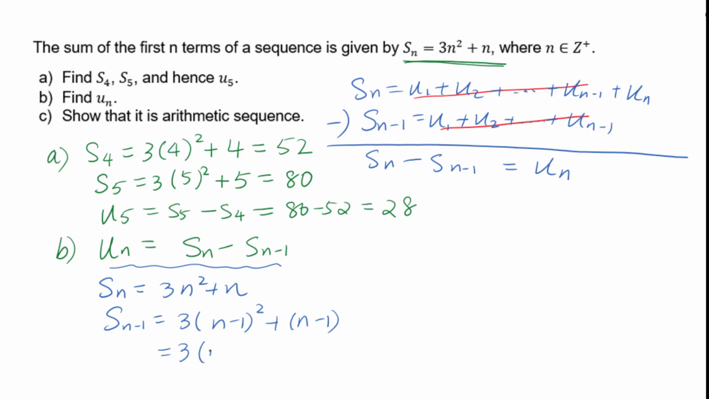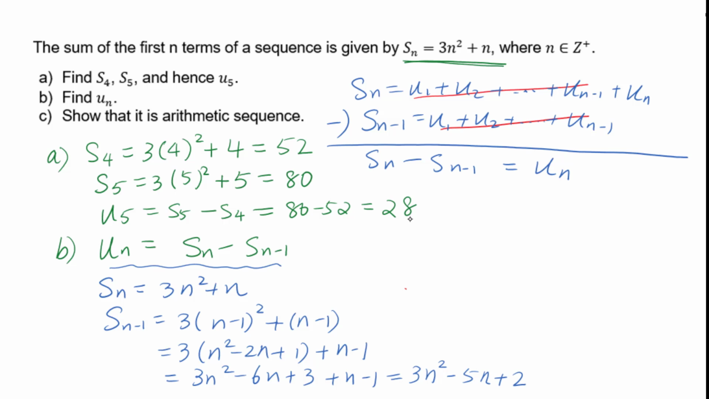So we have 3 times (n squared minus 2n plus 1) plus n minus 1. Distributive property: 3n squared minus 6n plus 3 plus n minus 1 equals 3n squared minus 5n plus 2. Then for the U sub n, I will use S sub n minus S sub n minus 1. That equals 3n squared plus n minus (3n squared minus 5n plus 2).